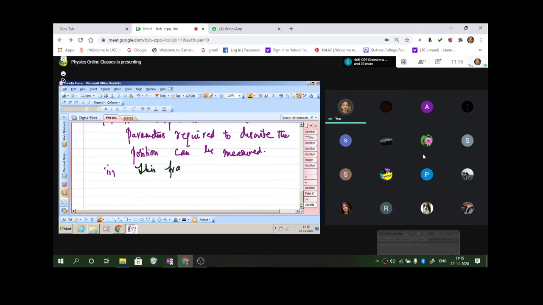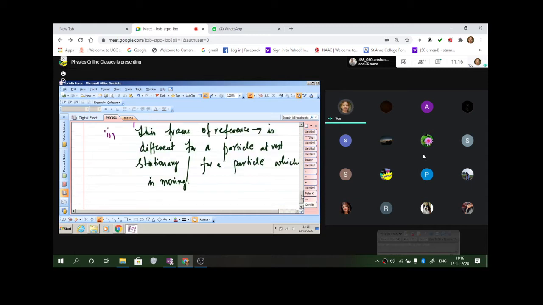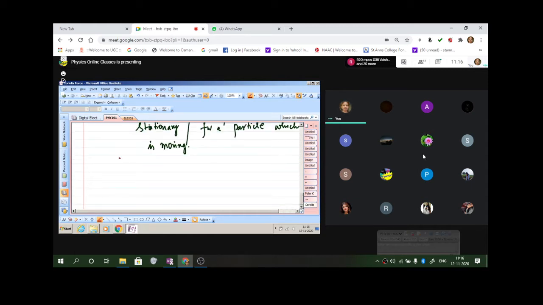So this frame of reference, what we are talking about, is different for a particle at rest. That is, what is meant by particle at rest? It is a stationary particle. Stationary one. And for a particle which is moving. So that means we have here two frames of reference.